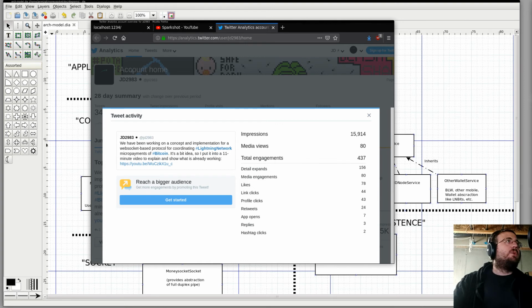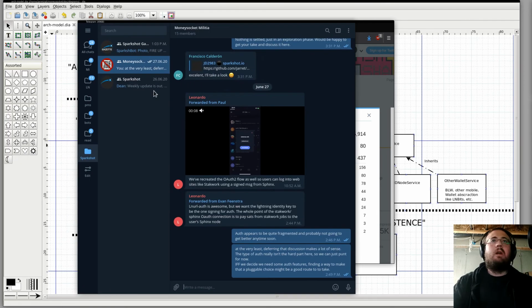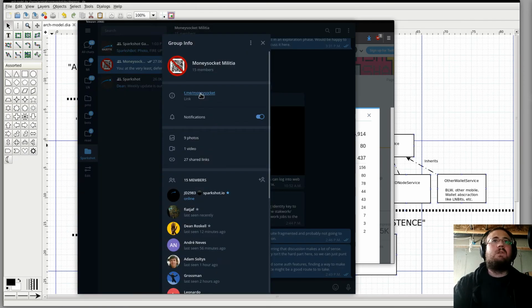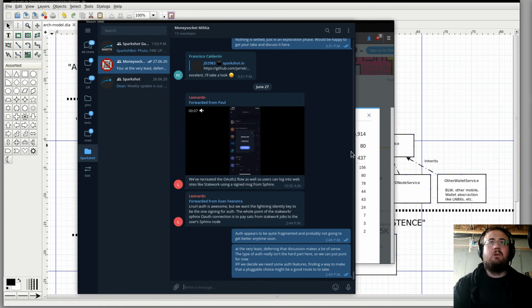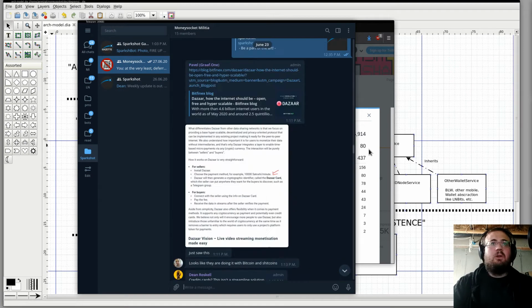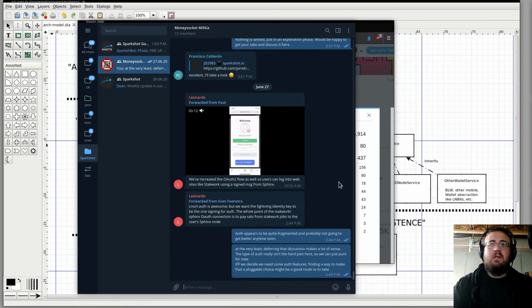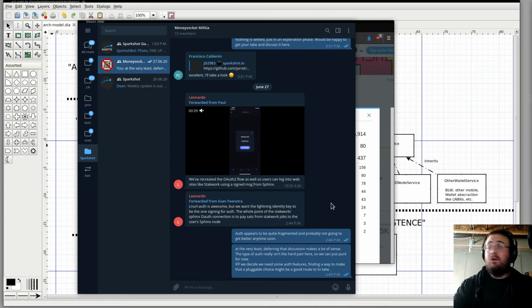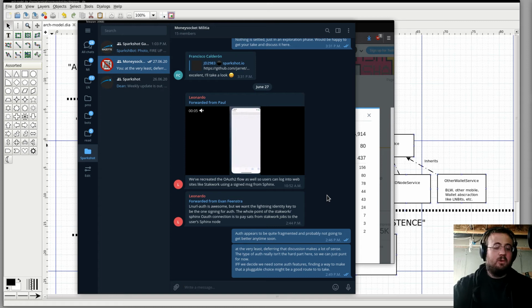A bunch of people joined the Telegram group. That's t.me/moneysocket. I'll put the links in the description. But yeah, we've had a really good collaborative discussion, a bunch of ideas from a number of people, and some back and forth. So I think we're doing well, narrowing in on the idea here. So please get in on that.